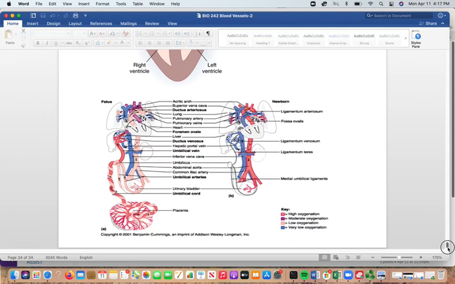So that is the end of the notes for the blood vessels.